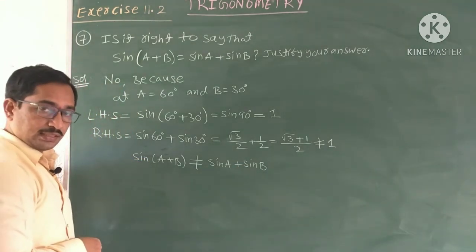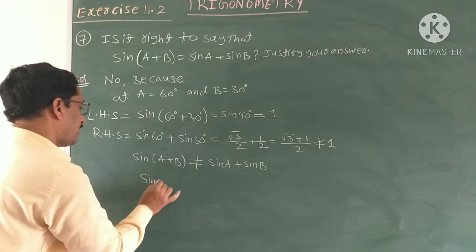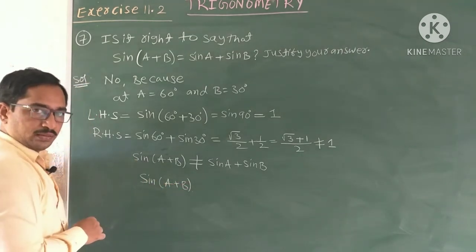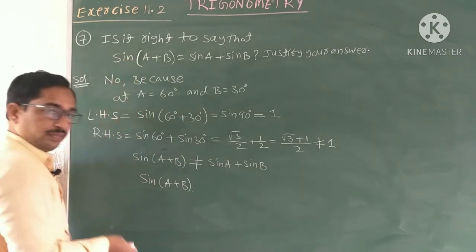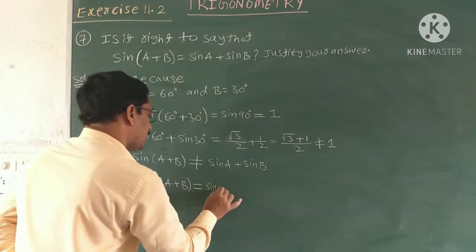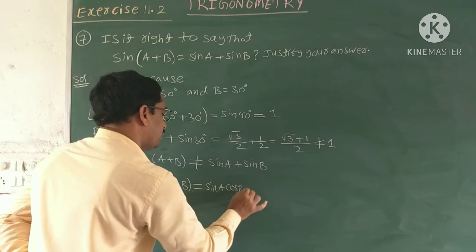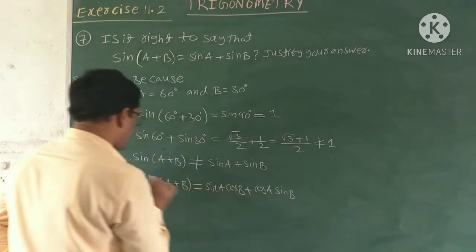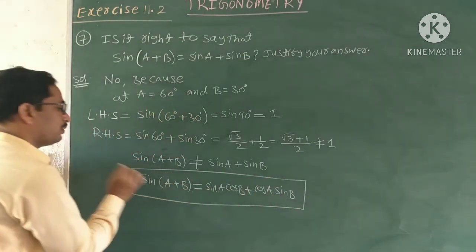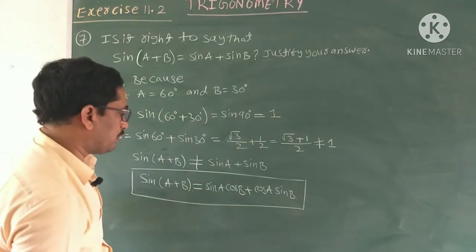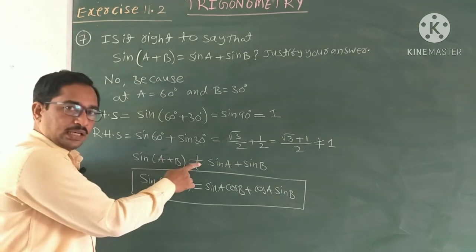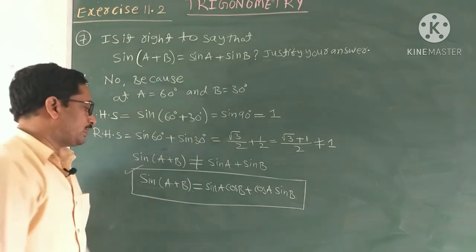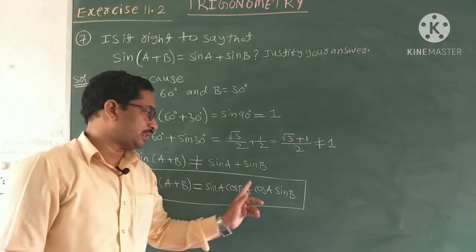But what is the correct answer for sine of A plus B? We already completed this formula in the third problem of the same exercise 11.2. Sine of A plus B equals sin A cos B plus cos A sin B. But sin of A plus B is not equal to sin A plus sin B. The original formula is sin of A plus B equals sin A cos B plus cos A sin B.